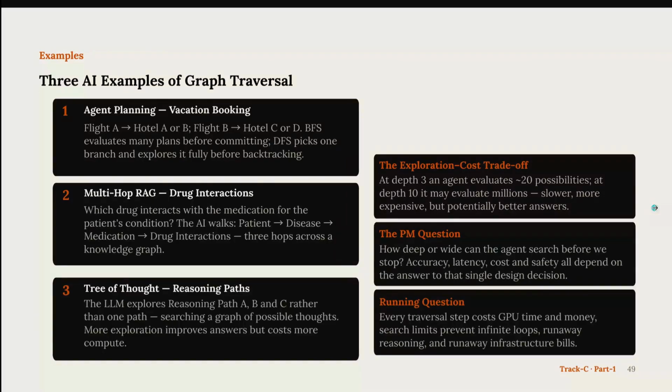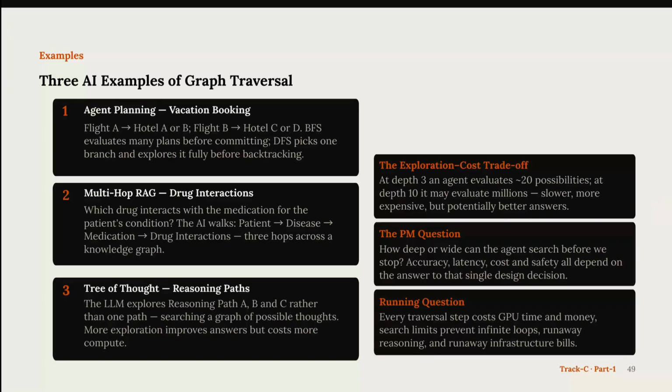The three examples that I want to give on graph traversal are these. First, agent planning. Imagine you're trying to do a vacation booking using an agent. The agent will try to book flight A, then hotel A or B, then it will check in parallel flight B with hotel C or D. Breadth first search evaluates as many plans as possible before committing, but depth first search will pick one, go deeper and deeper, and explore it fully before backtracking and saying, hey, plan A might not work, let's try plan B.